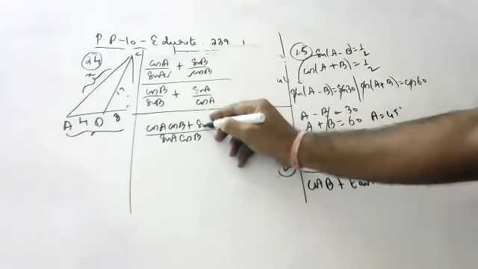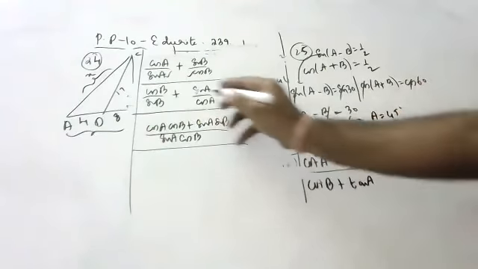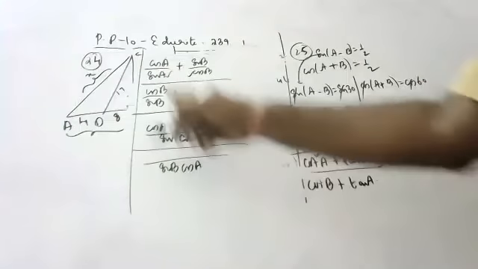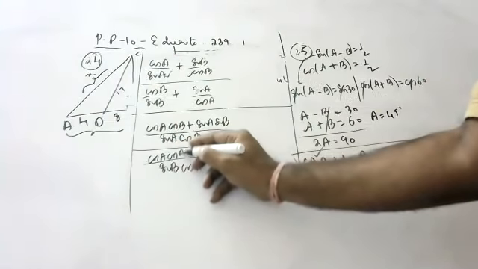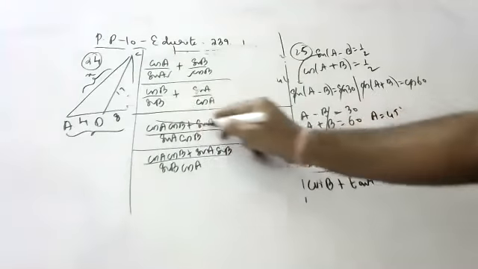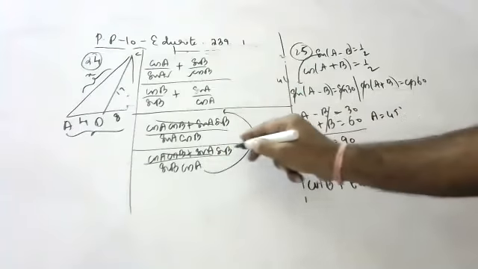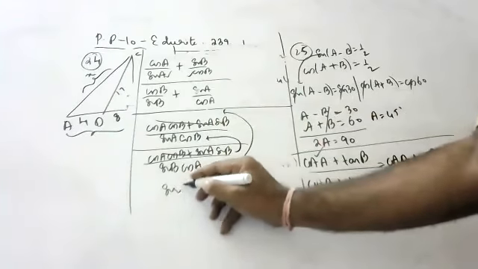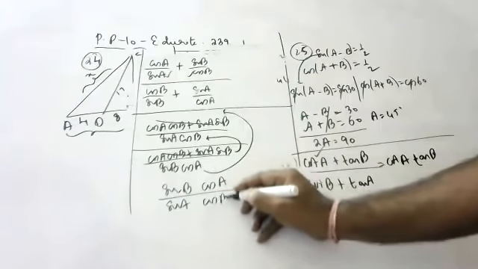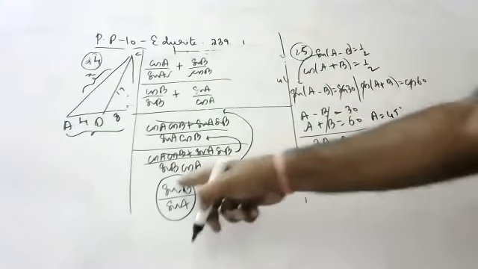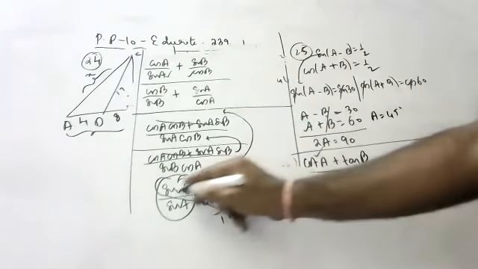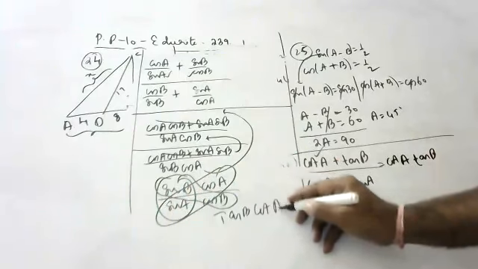Cos B gone. Sin A sin B by sin B cos A, so children, sin B gone. Cos A cos B, cos A gone. Sin A sin B. So children, this whole thing gets cancelled. This will go up, nothing will come here. So sin B by cos B times sin A by cos B... Sin B by cos B is what, children? Tan B. Cos A by sin A? Cot A. Hence proved, children.